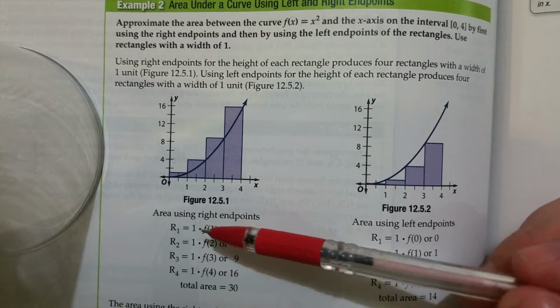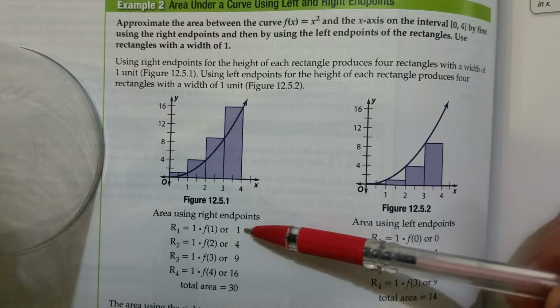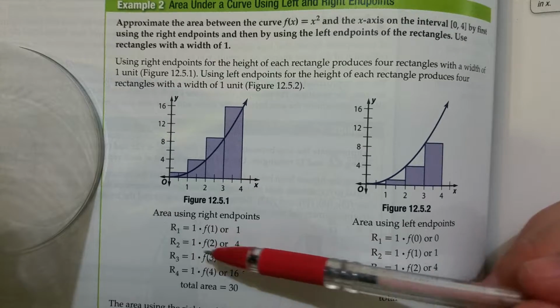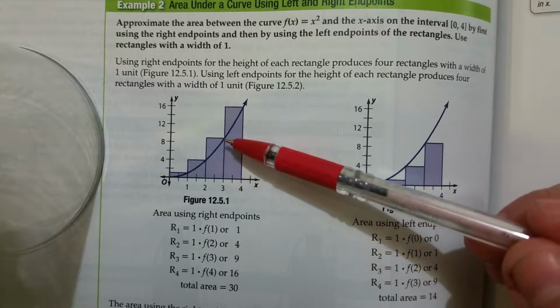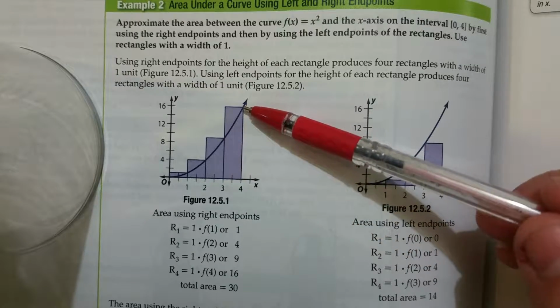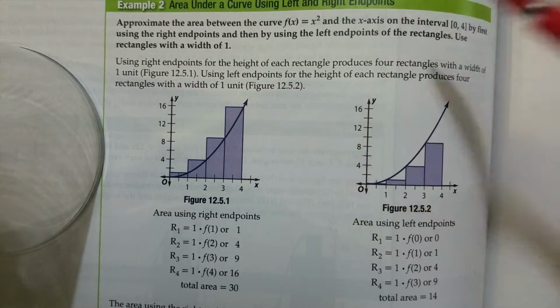So in this case, 1 times 1 squared gives you 1. This is 1 times 2 squared gives you 4. 1 times 3 squared, and so on. That's using the right corners.